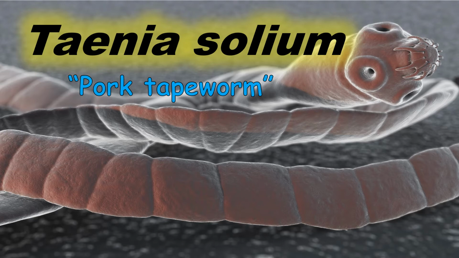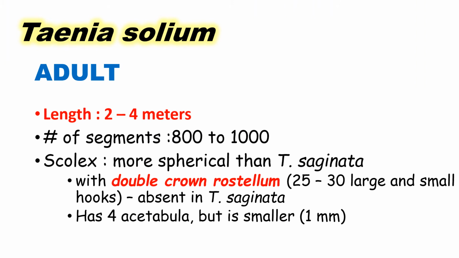So the adults inhabit the upper small intestine, same as before. It is shorter compared to T. saginata and has fewer proglottids. Okay? So, Taenia solium. Based on the picture you saw in the previous slide, the difference from Taenia saginata is that it has a double crown rostellum. So definitely it has a protruded structure on its scolex aside from its acetabula. And take note, it has hooks. So, it has an armed rostellum.